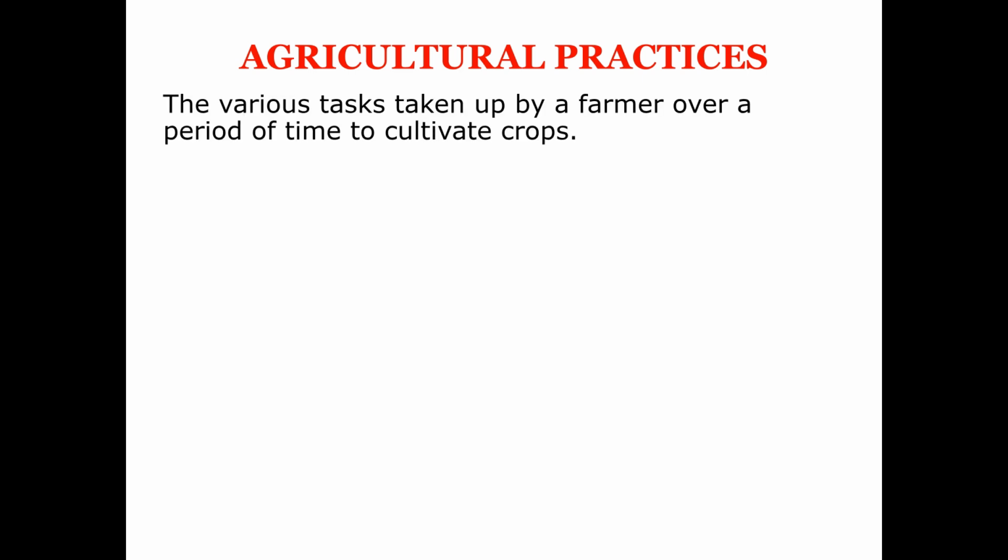Now what are the agricultural practices? What exactly is this? As you can see here, these are the tasks which are taken up by a farmer over a period of time to cultivate the crops. If a farmer intends to cultivate a crop, it could be a kharif crop or a rabi crop, he needs to take up these tasks in order to bring in a good harvest.